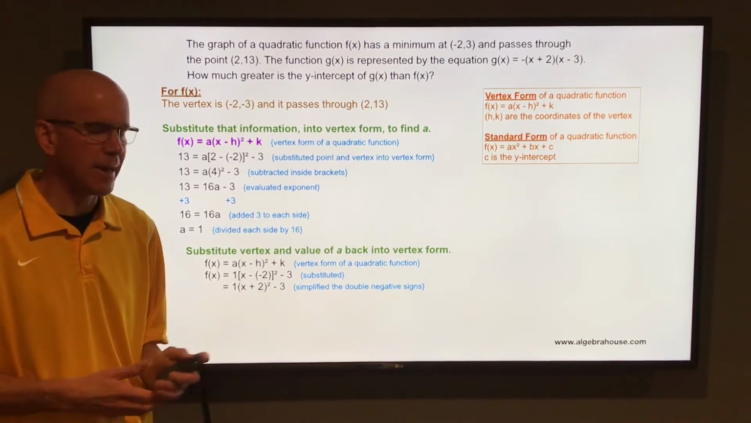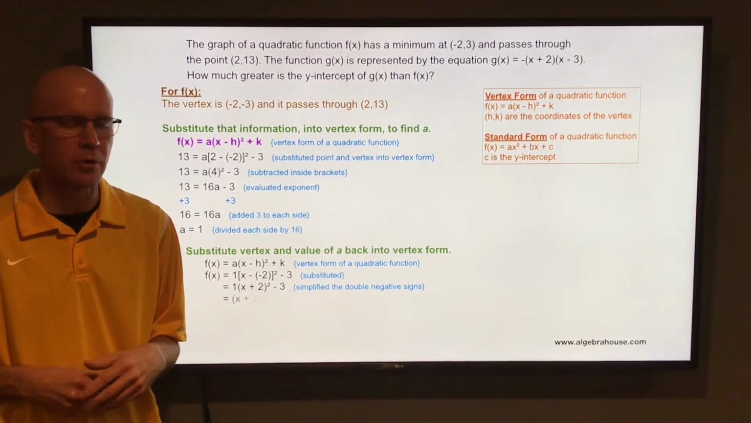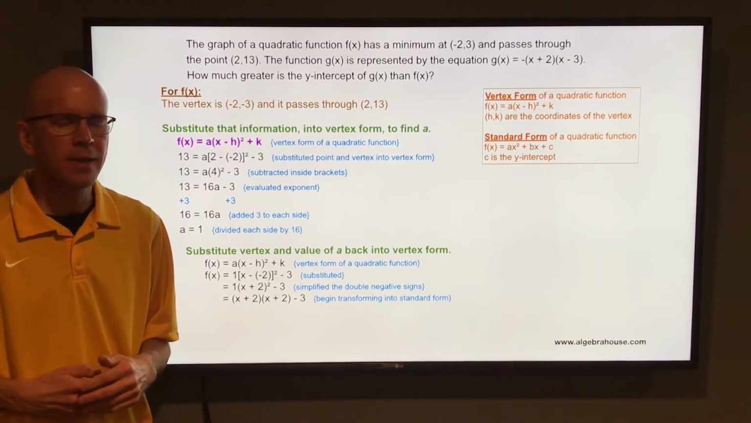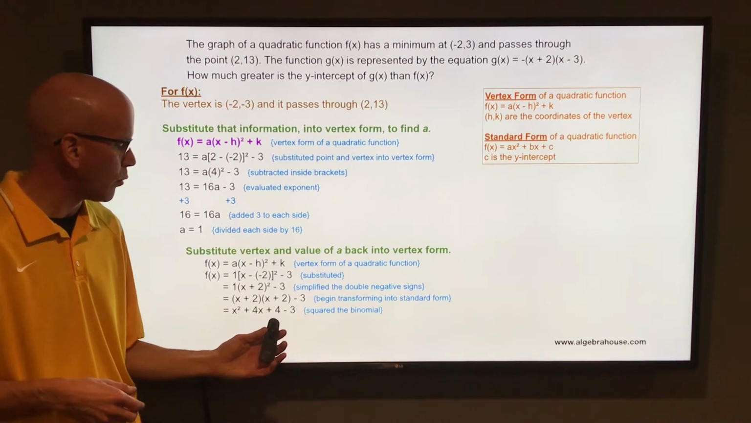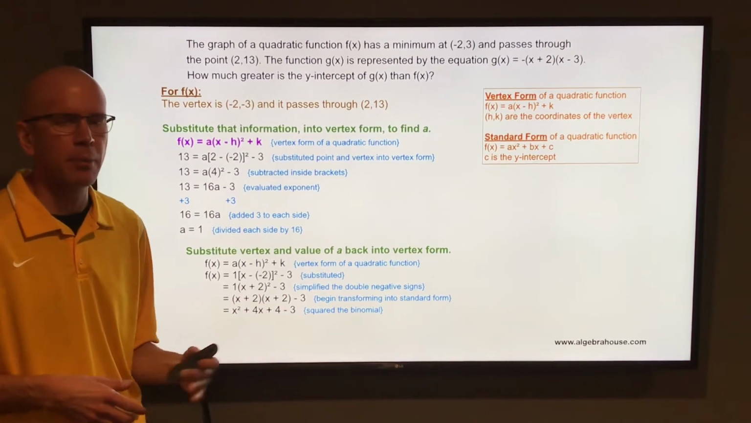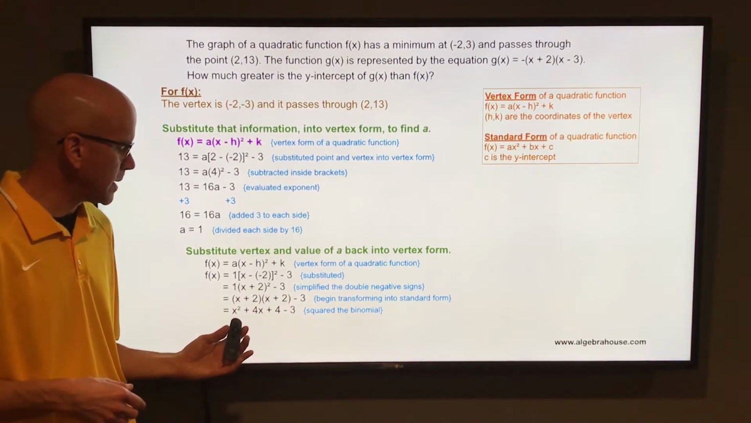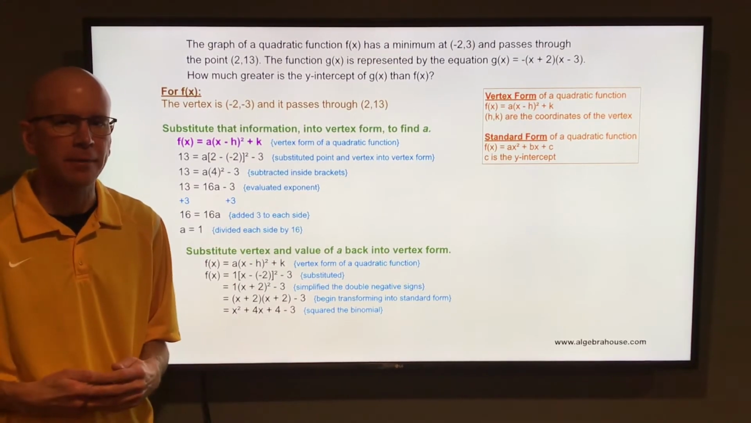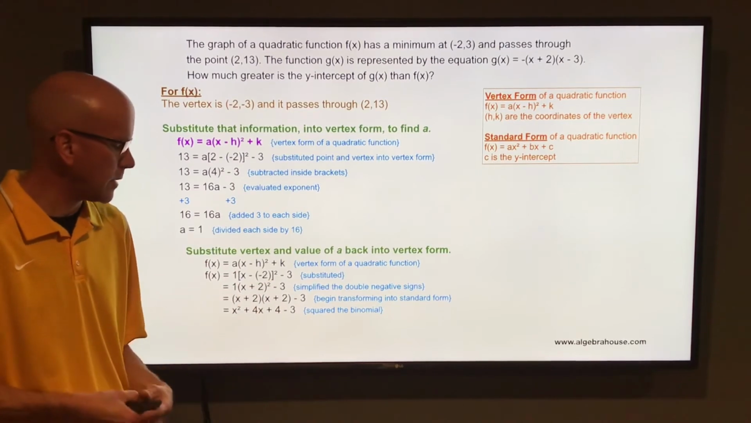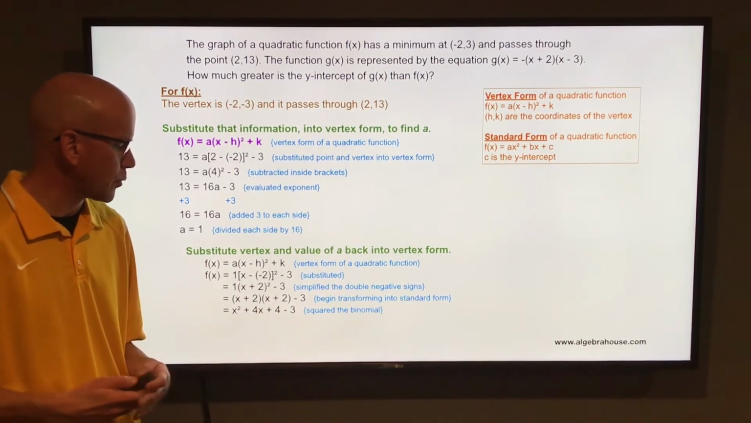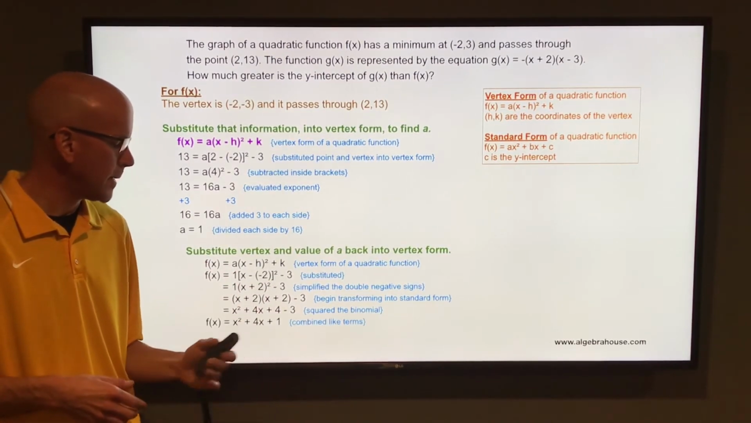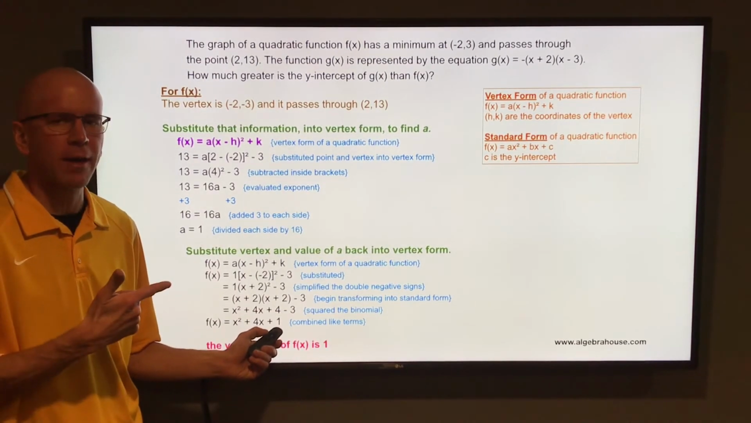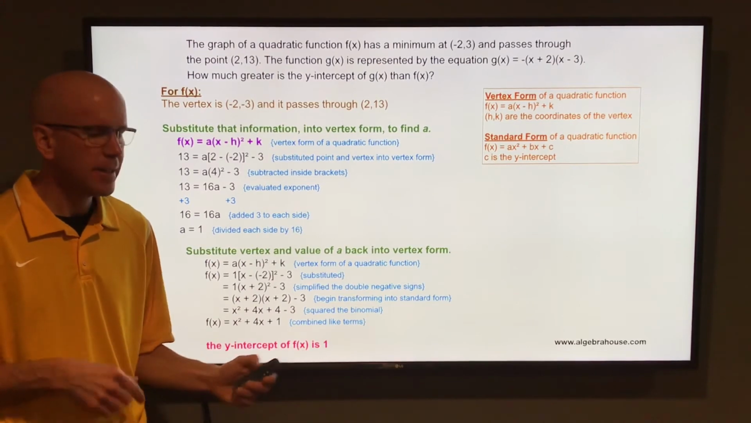Also, when you square that x plus 2, when you square a binomial, you're multiplying it by itself. So take x plus 2 times x plus 2. With the FOIL method or distributive property, multiplying those two binomials, you get x squared plus 4x plus 4. And don't forget, you still have that minus 3 on the end. So to finish this off, getting this in standard form, combine 4 and negative 3, combine the like terms, that is going to be 1. So you have f of x equals x squared plus 4x plus 1. Now we can see on f of x, the y-intercept is 1.